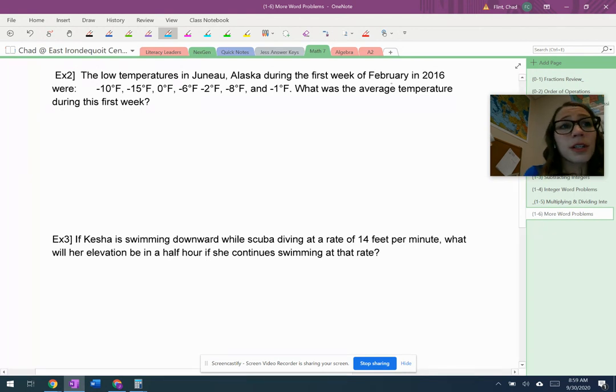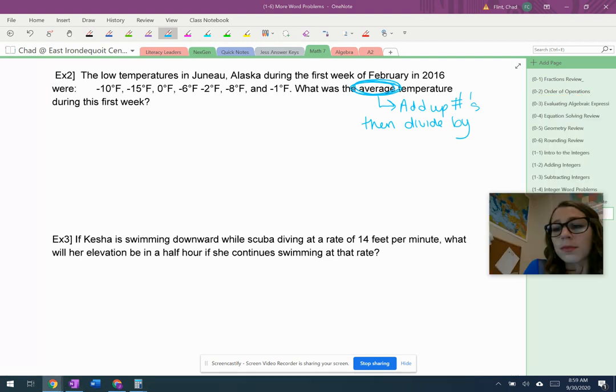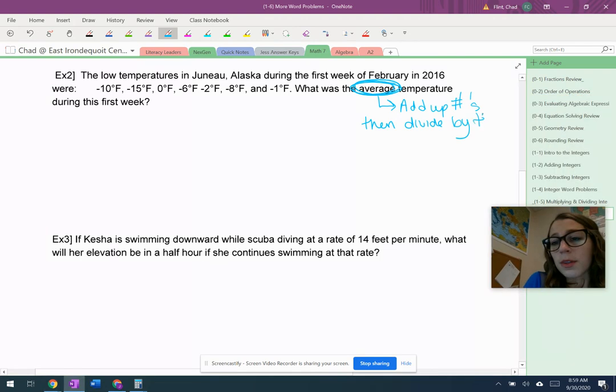So, key word here that we need to know, or key thing that we need to be thinking about, is what average means. Average tells you you're going to add up all the numbers, then divide by the number of numbers.